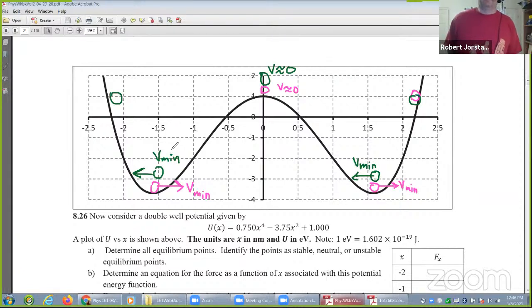All right. Here's a subtle question. Where would the electron or the marble spend the most time? Where is it going to be most often?